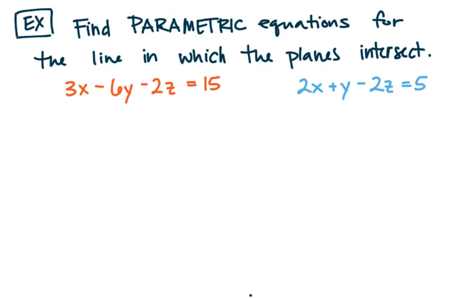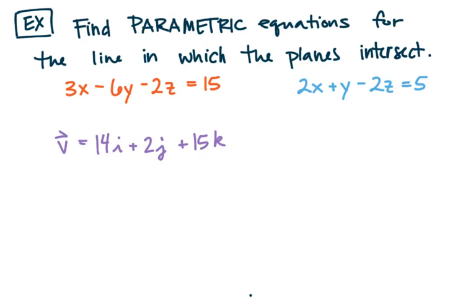And in the previous example, we found a vector which was parallel to the line of intersection, as well as a point on the line. So in our previous example, we identified that the vector parallel to the line of intersection is 14i plus 2j plus 15k.